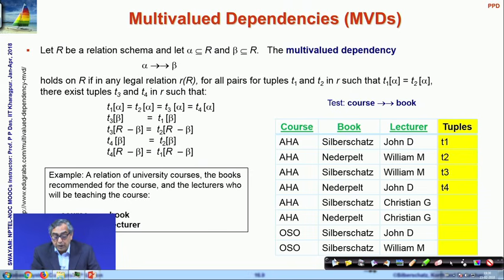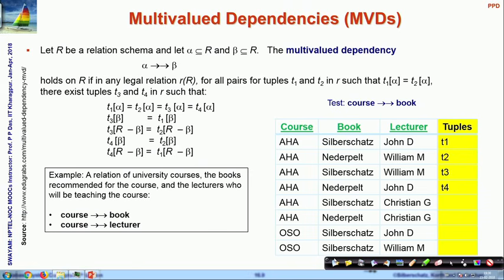So, here is course, book and lecturer. It is a relationship of university courses. Now, naturally, every course has multiple recommended books, and every course has been taken by multiple different lecturers from time to time. So, a course can have multiple books. There is a multi-valued dependency here, it can be taught by multiple lecturers. So, there is a multi-valued dependency here, and therefore, I can have an instance of this particular relation, and I am just showing you how to test for the multi-valued dependency course multi-determines book.